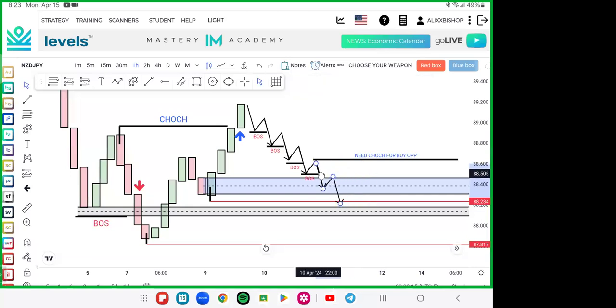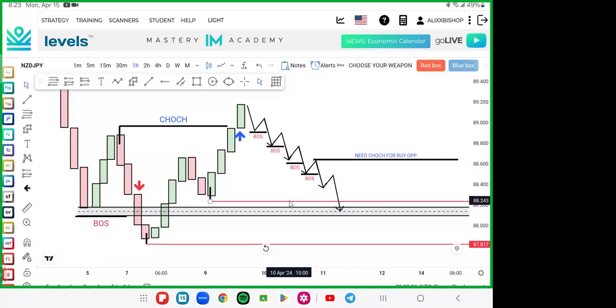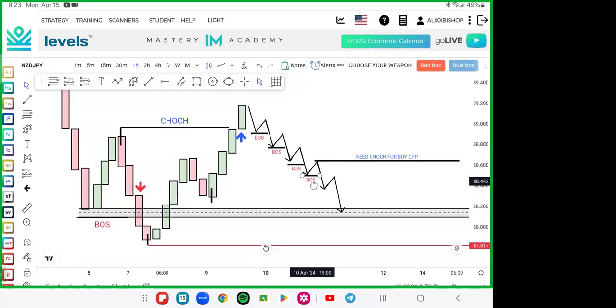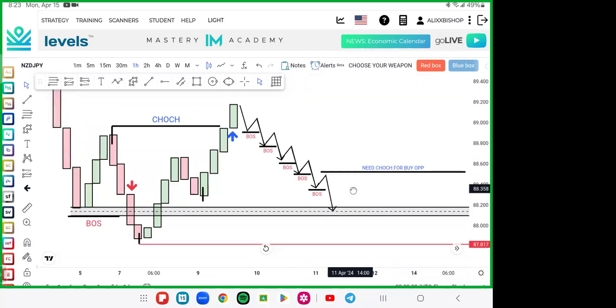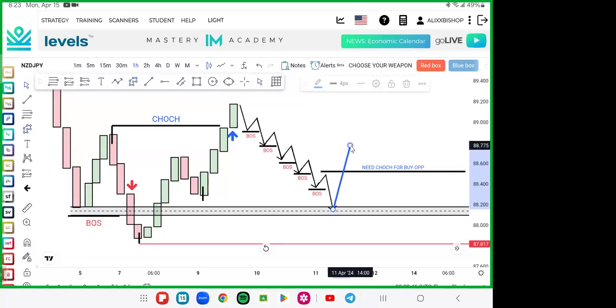So if we get one more push back down, we got it. Yes, exactly. We got it. So let's just say, boom, this wasn't the entry it was going for. We could just delete this and stay fresh, right? So I have my BOS, my last BOS, guys. I need to adjust my need change of character for buy op. Now, once we finally get this pushed up, boom, we got that change of character.